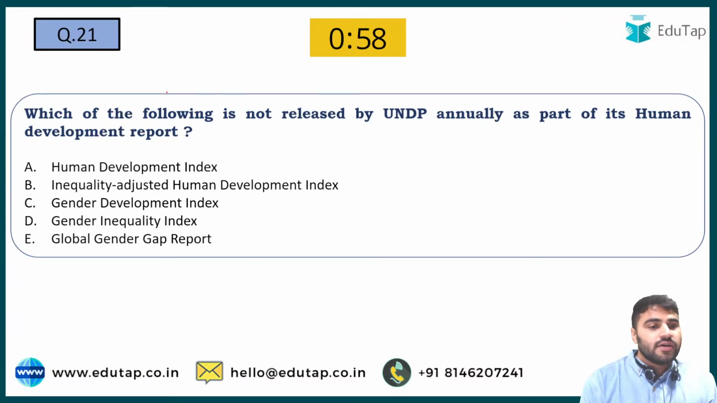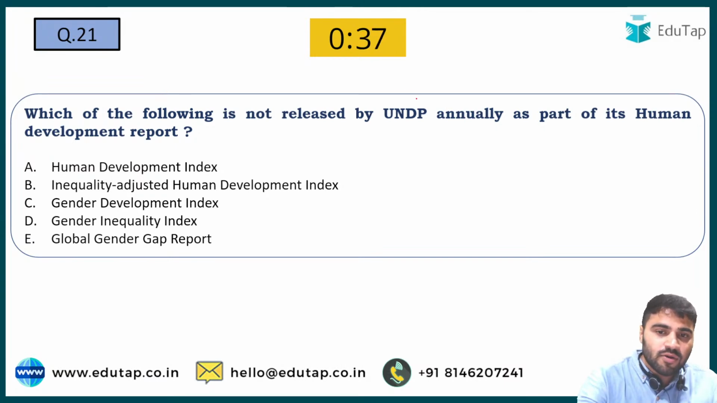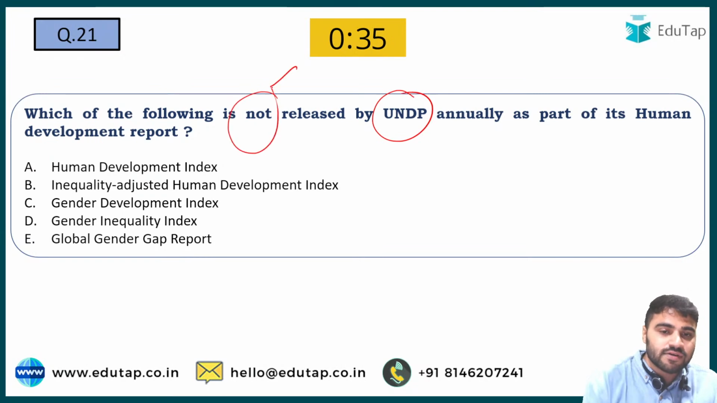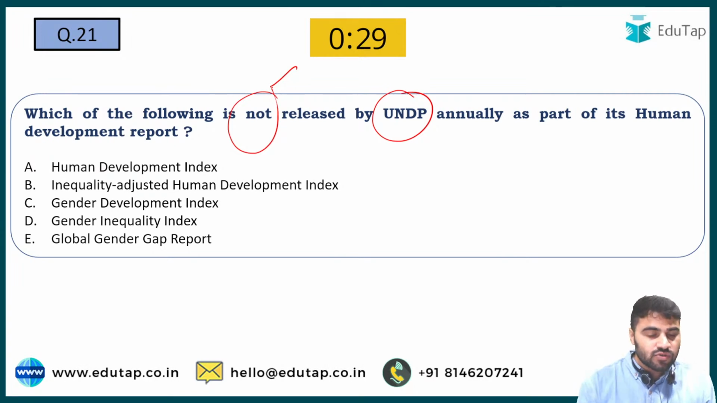Question number 21, which of the following is not released by UNDP annually as a part of its Human Development Report? Your options are Human Development Index, Inequality Adjusted Human Development Index, Gender Development Index, Gender Inequality Index, or Global Gender Gap Report. So we are talking about UNDP, and the question is about the incorrect one, right? These are two keywords which you have to highlight: that the question is about the incorrect statement, and the releasing agency is UNDP, that is United Nations Development Program.